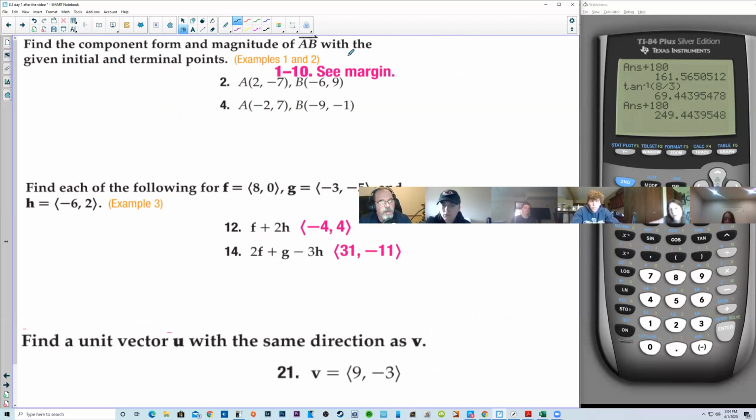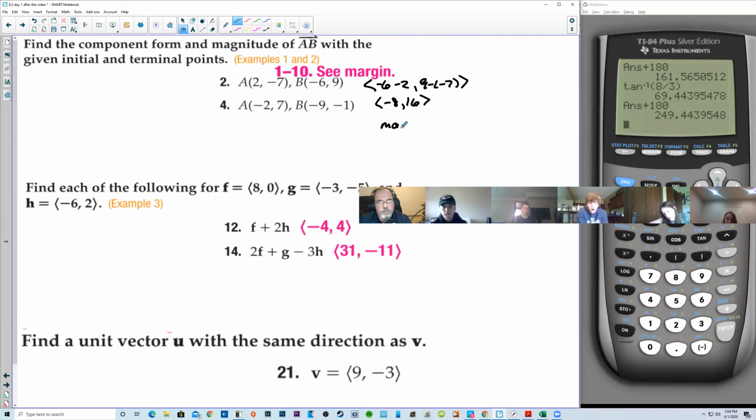Find the component form and magnitude of AB with the given initial and terminal point. So the component form for AB on this is -6 - 2, and 9 minus -7. So that's going to be -8 and 16. So there's the component form for number 2.